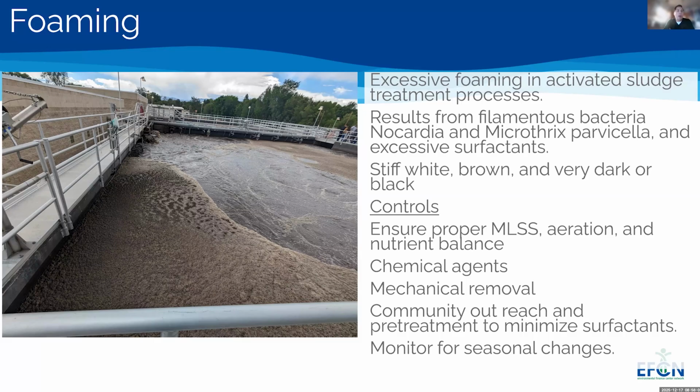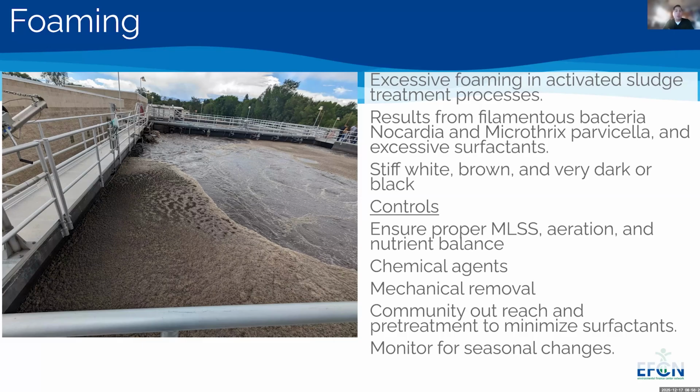Most of the foaming is categorized into 3 variations. It tends to be stiff white foam, brown foam, and very dark foam. There are a couple reasons for each of these types of foaming, but usually it's due to different types of microbes and the nutrient imbalances that they result from. And then foam can also be persistent or unstable.